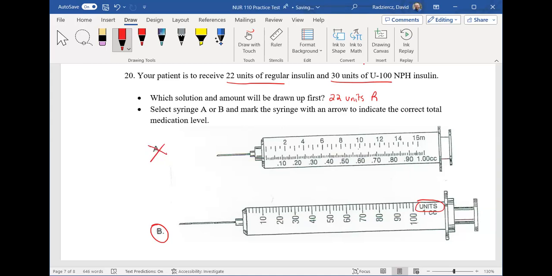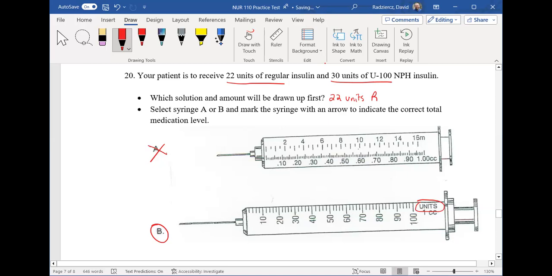We're going to use B because it's in units, and then we're going to indicate the total, the correct total medication level. So all I'm going to do is add the two medications, or the two insulin types. 22 plus 30 is 52.